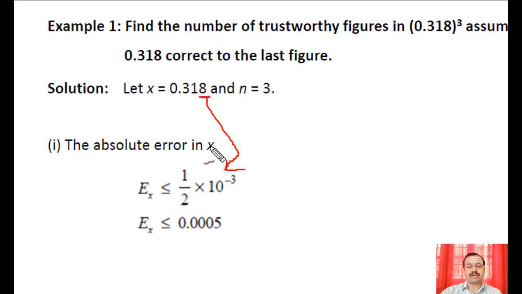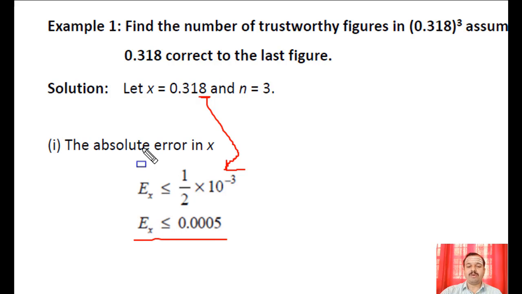The absolute error in x should not exceed, or we can say that the absolute error in x is always less than or equal to 1 by 2 into the unit of the last digit in x. The unit of the last digit in x is 10 to the power minus 3, its place we have to write down. It is the 1000th place, that is 10 to the power minus 3. So we have to multiply: 1 by 2 is 0.5, divided by 1000, that gives us 0.0005. That is the absolute error in x, Ex, we have computed here.